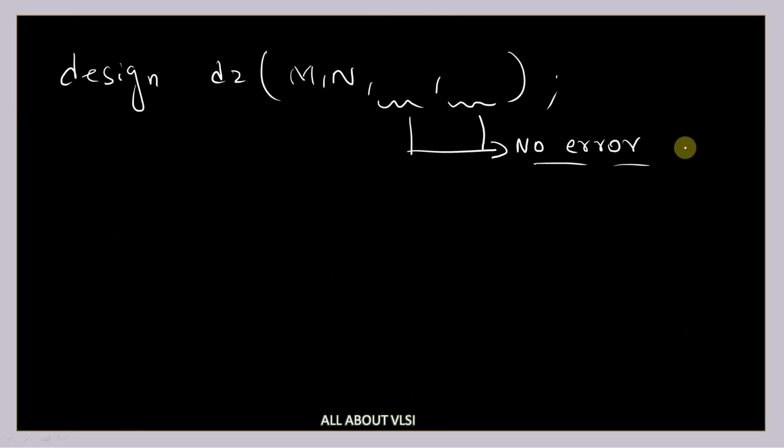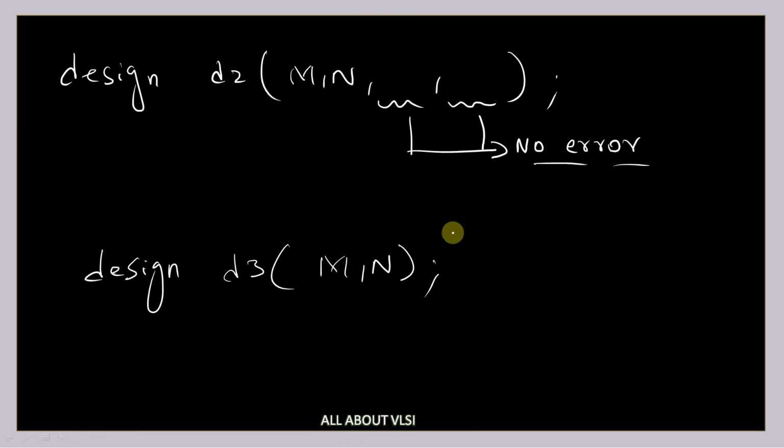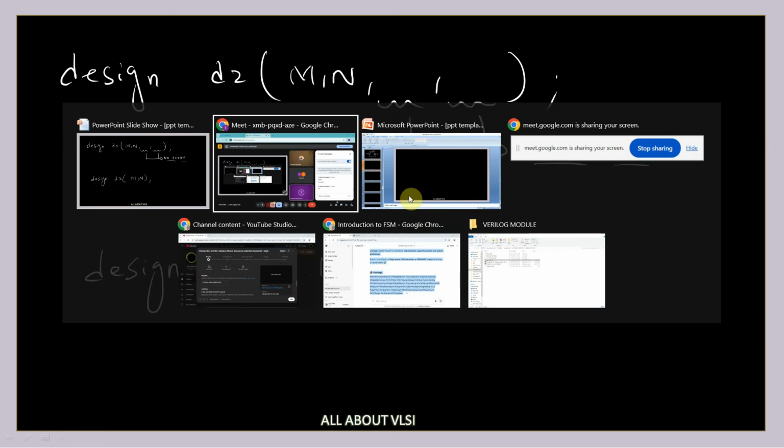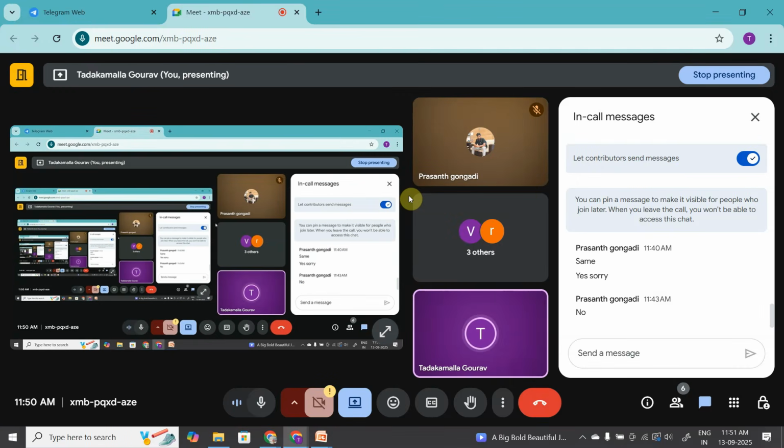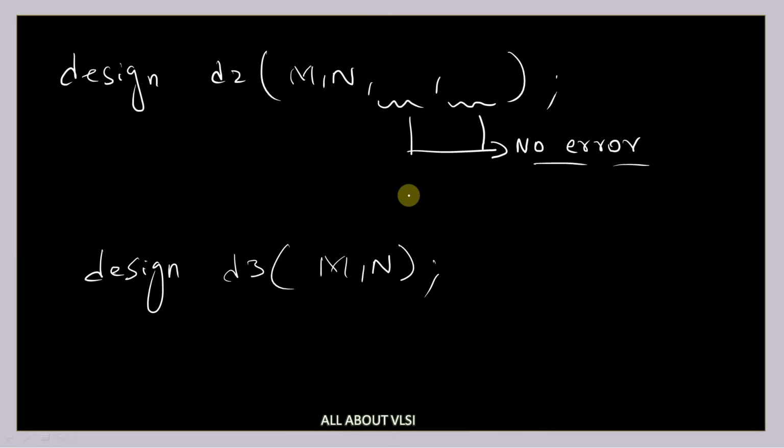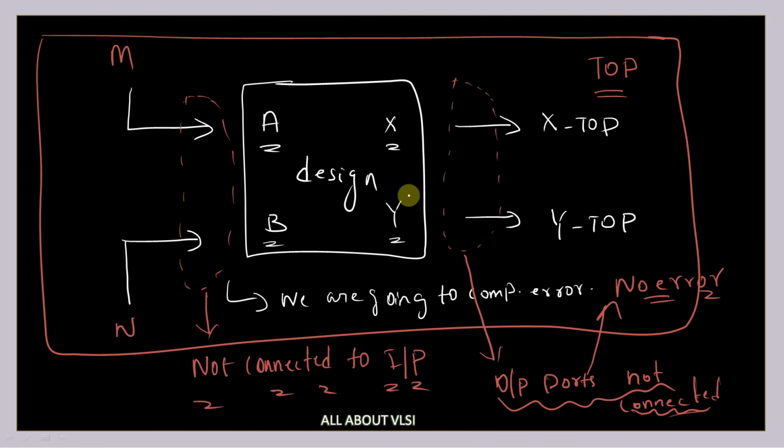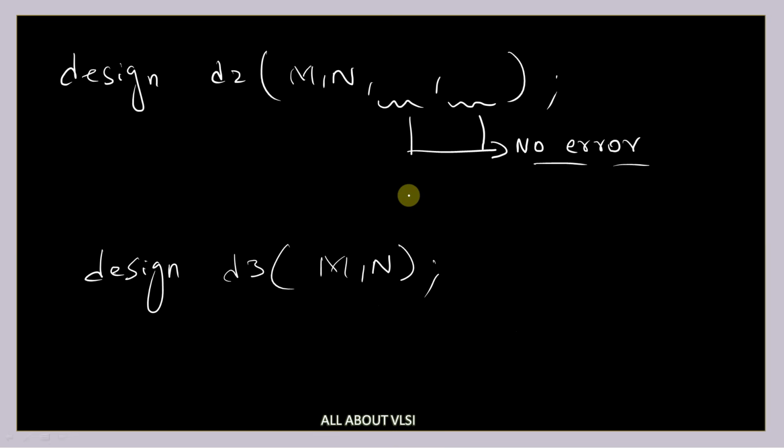And one more final case, like let's say suppose this design has four arguments, two input arguments and two output arguments, and you are only providing two arguments, m and n, that's it. Then what is going to happen? Are you going to get any error if you are not providing the last two arguments? Any idea? If I am writing simply design D3 m comma n, design is expecting four arguments, but if you are providing only two arguments, do you get any error in this case?